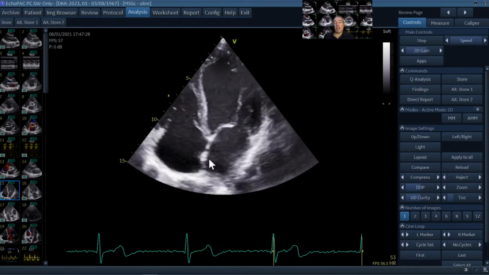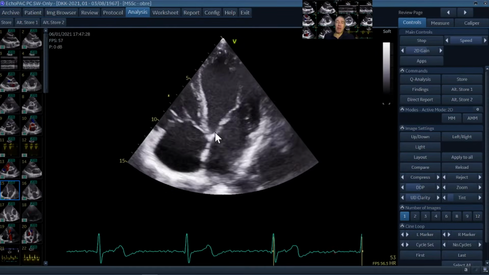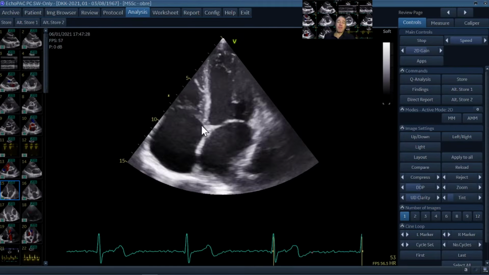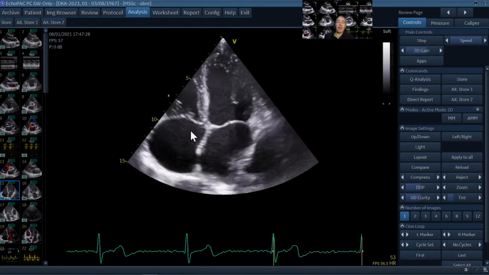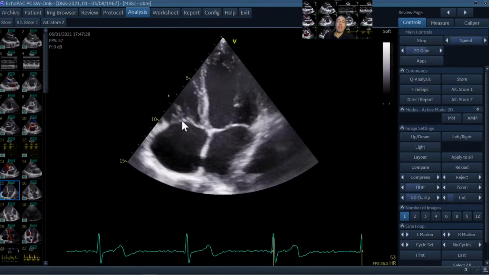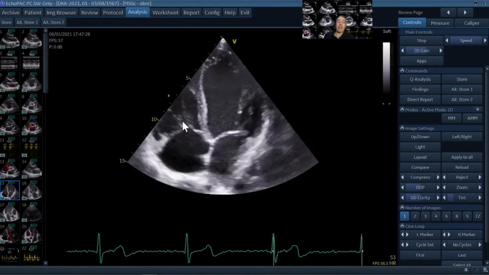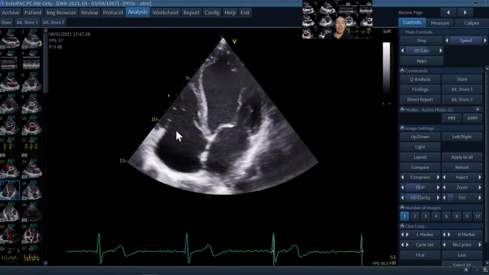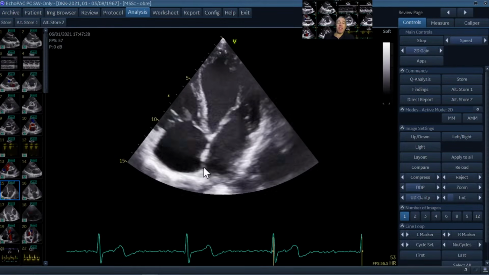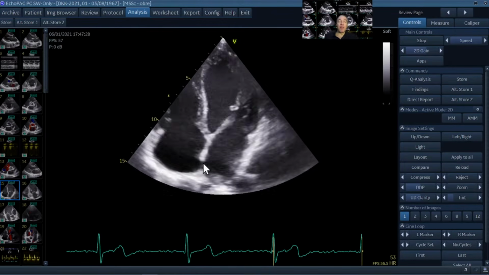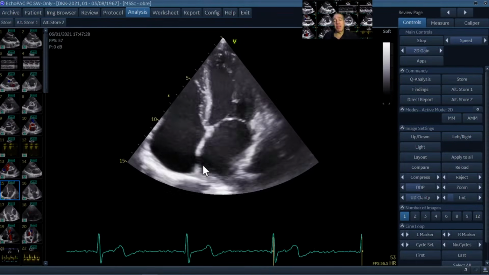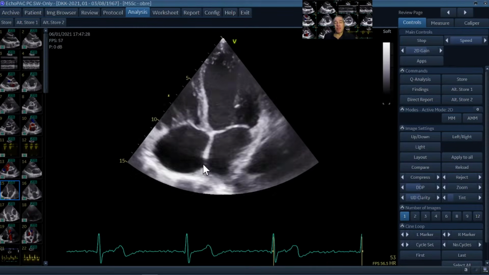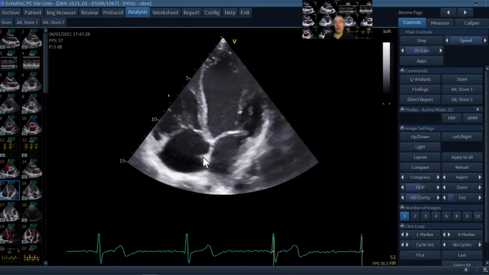You can appreciate the left atrial size. You may be able to measure the left atrial volume here or area. And on the right side, you should take a look at the tricuspid leaflets and the right atrium. We have here the interatrial septum. There seems to be an opening in the interatrial septum. This is typically the thinnest part of the interatrial septum, which is the so-called foramen ovale.